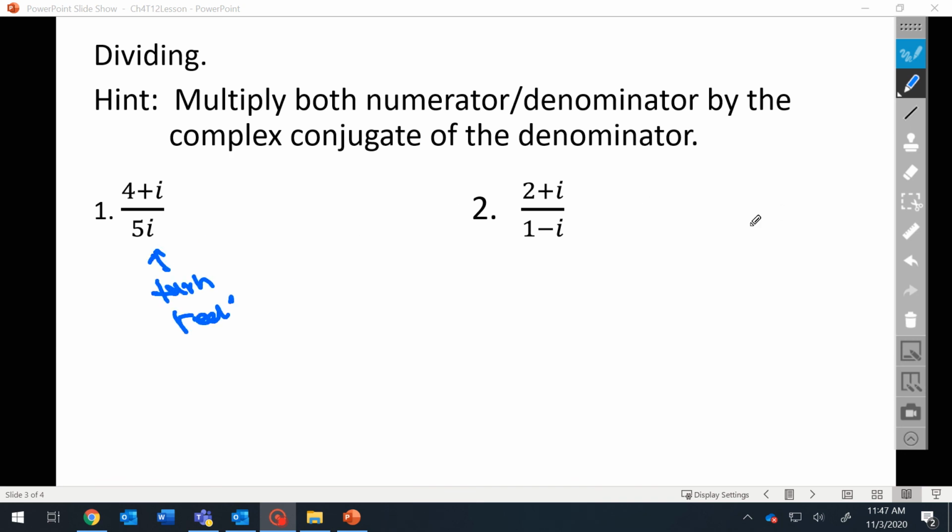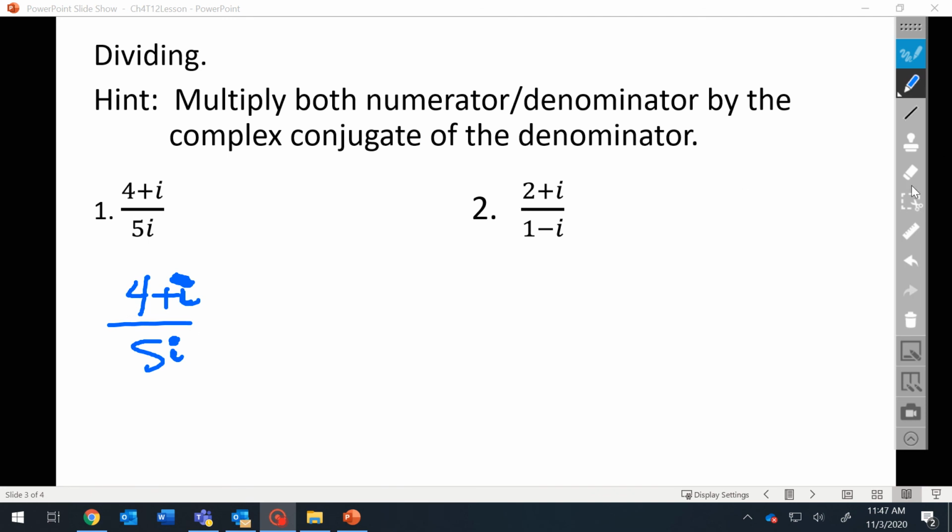And how do we turn something real? Well, we just saw that a complex conjugate will turn something real. So what we're going to be doing, 4 plus i in the numerator, 5i in the denominator, we need to multiply the numerator and denominator by the same number. And that number needs to make the denominator into a real number.